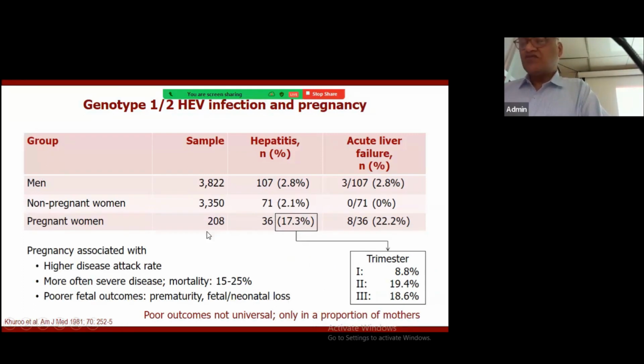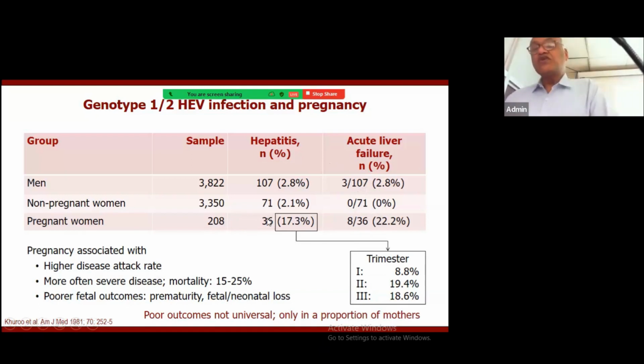But in the surveyed area among the pregnant women, the history of jaundice was much more common, indicating that when a waterborne outbreak occurs, pregnant women are more likely to be affected. Not only are they more likely to be affected, that is, they have a higher attack rate, but in them, complicated disease, that is acute liver failure, is infrequent among men and non-pregnant women, but is much more common among pregnant women.